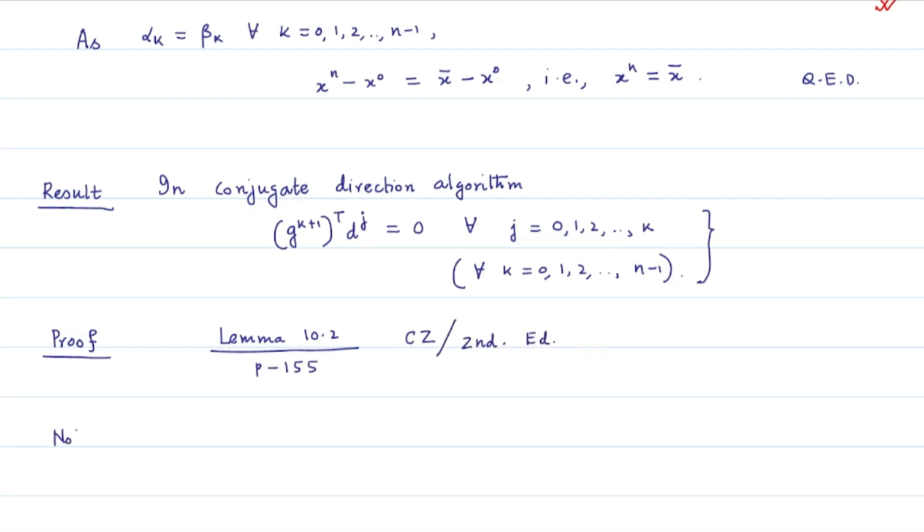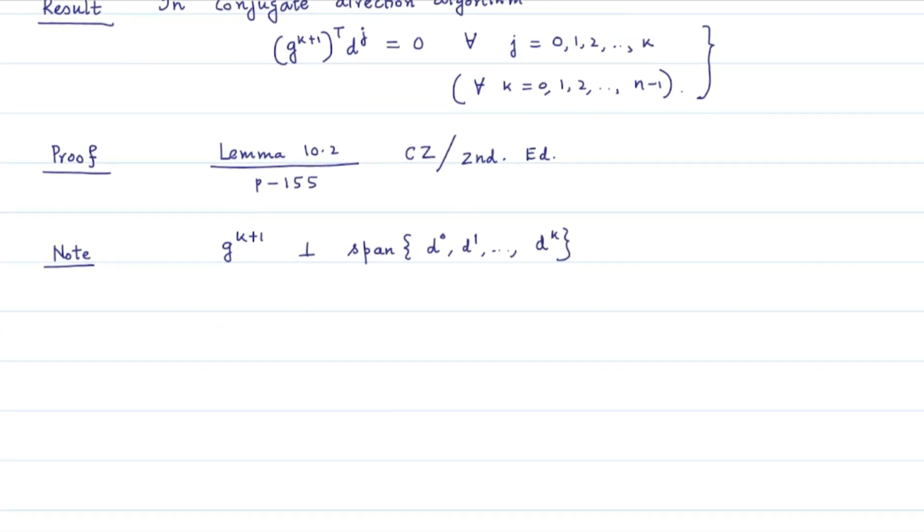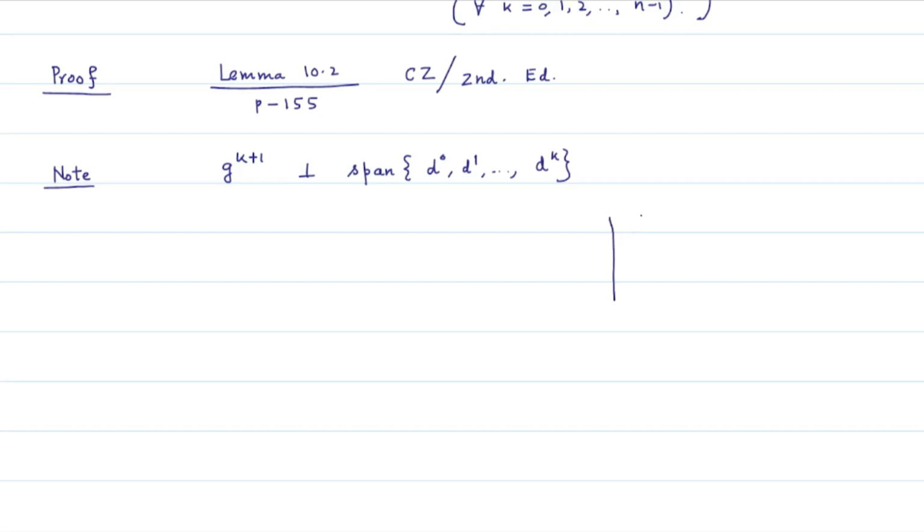And we notice that this result effectively says that the gradient of the quadratic function at the point xk+1 is perpendicular to all of these vectors d0, d1, d2 till dk, and therefore this gk+1 is perpendicular to the span of the vectors d0, d1 till dk, which geometrically says that the vector gk+1 is perpendicular to the trajectory of the movement of the conjugate direction method that we have moved so far till the point xk.